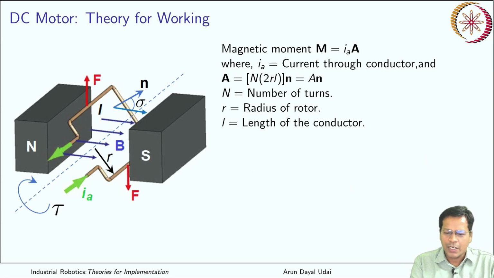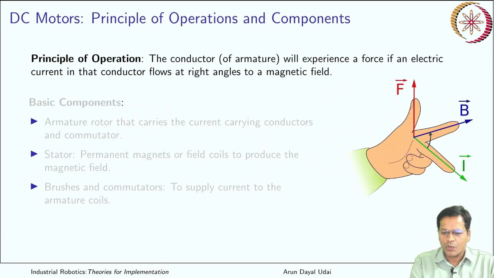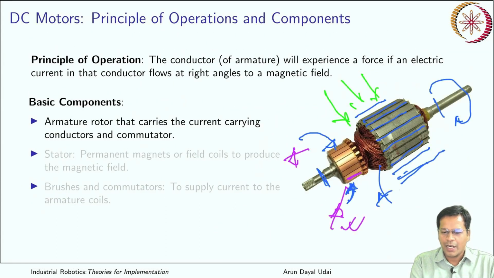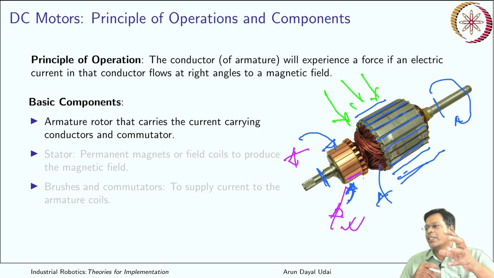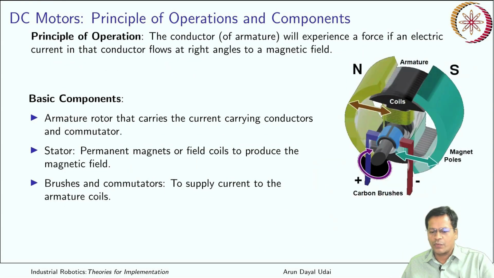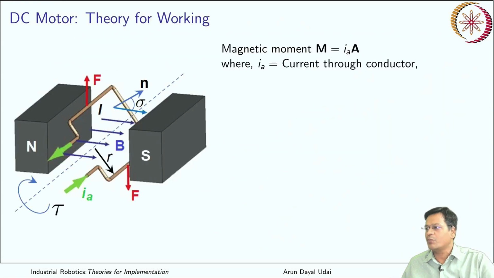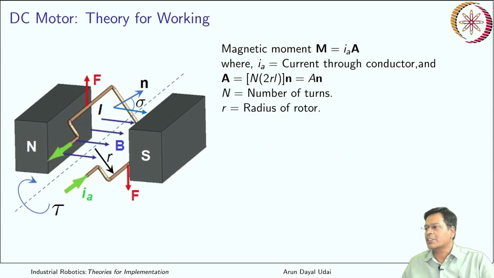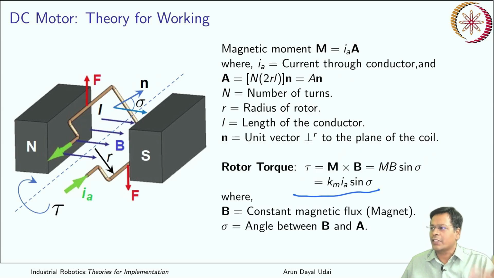Now look at your armature once again. So let us see the armature once again. It has multiple commutators and multiple conductors. If one of them crosses that field, another one enters, another one enters, another one enters. So one of them is always getting into the field while another one comes out of the field. Effectively what you see is a constant torque.